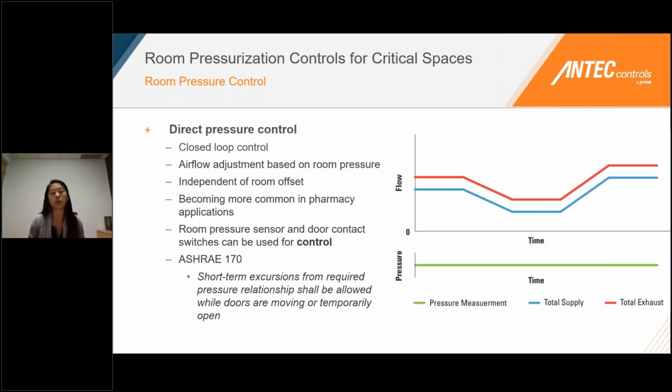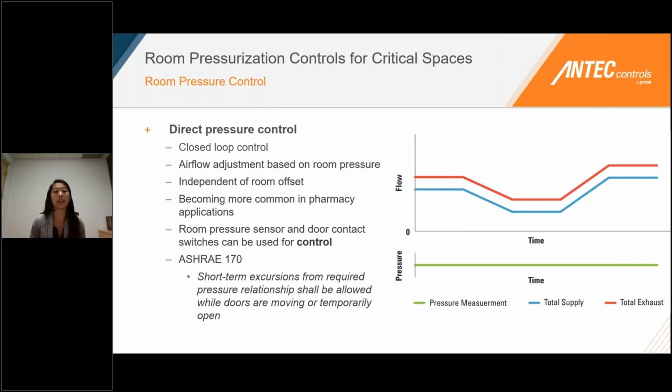So when we look at direct pressure control, this is our closed loop option. This is where we use a room pressure sensor and we're using that reading to compare with the target pressure. So again, this is closed loop control. We are measuring the pressure, comparing that to the set point in the controller, moving the airflow valves a specific amount, and then measuring, comparing, moving, measuring, comparing, moving, and doing that constant closed loop control.